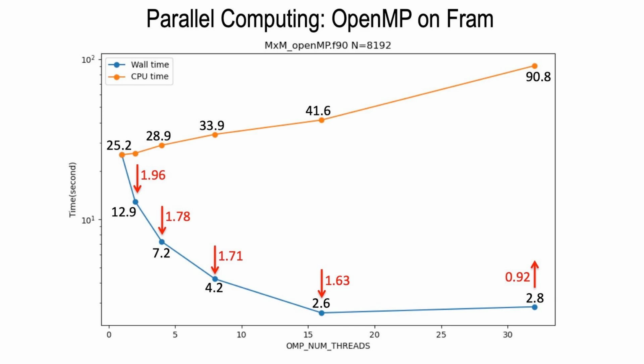This observation underscores the importance of optimizing thread count for efficient parallel execution, as excessive threading can lead to decreased overall performance.